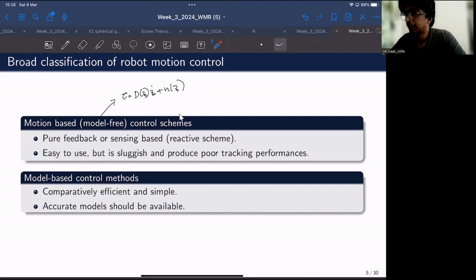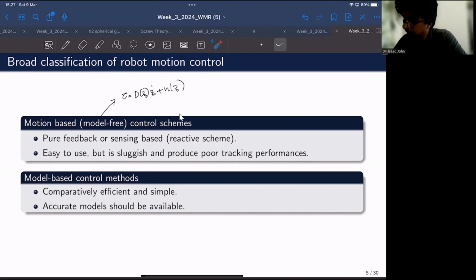And due to the fact that it purely relies on the kind of sensors and actuators that you are using, it could also be very sluggish, because it does not have any idea about how the robot is going to react. It can only react to how the robot actually is. It cannot predict, more or less. It can only react based on how the robot behaves.